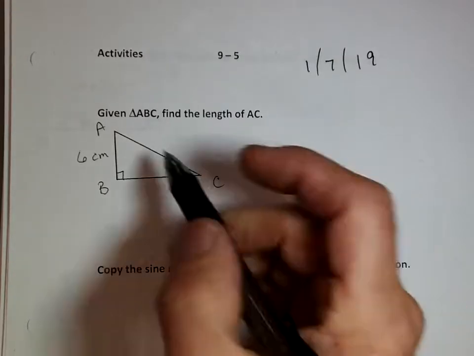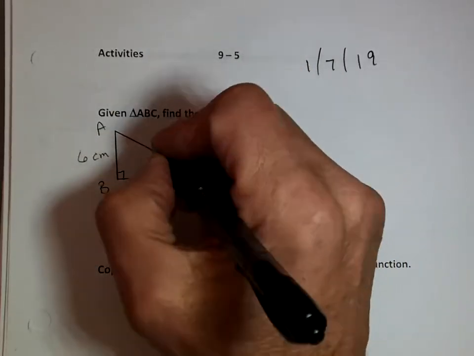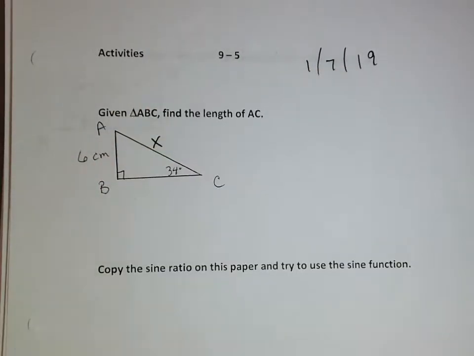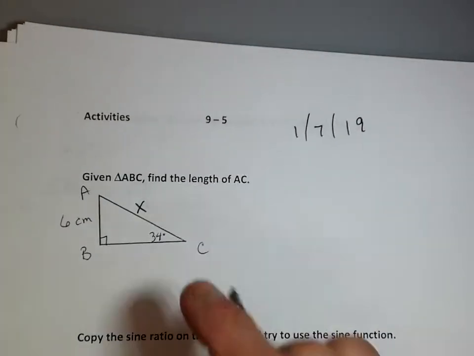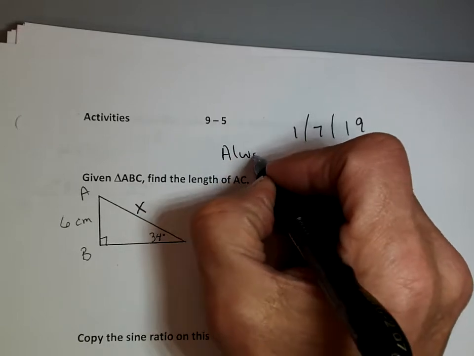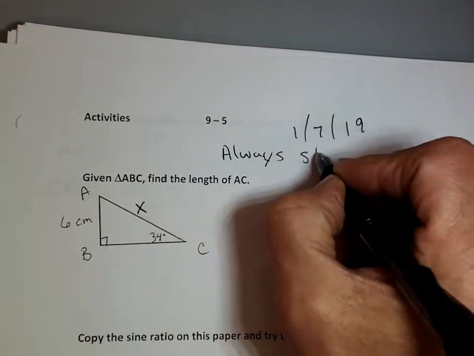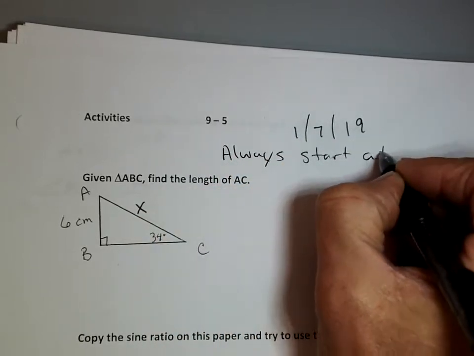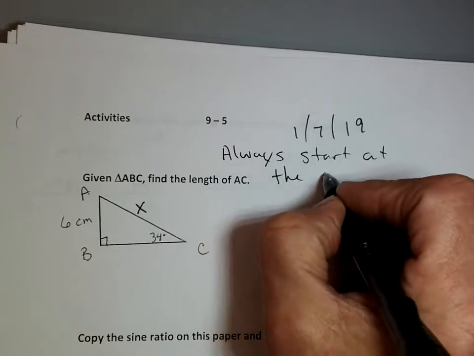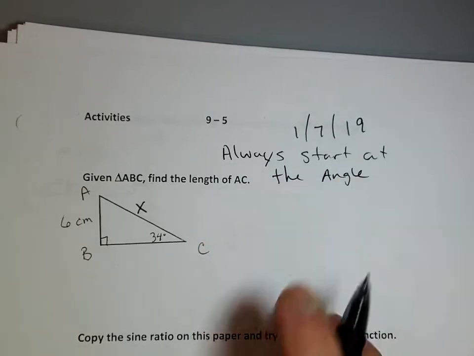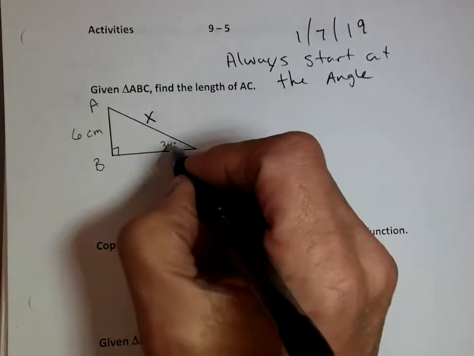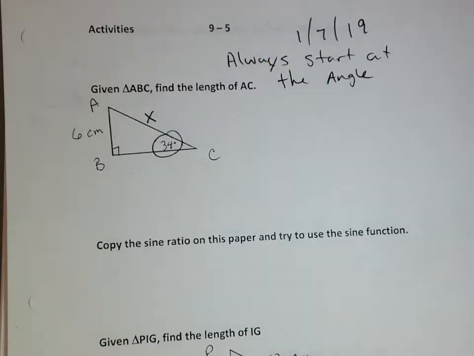So, if I want to find the length of AC, let me just call that x, all right? Again, always start with your angle. In fact, let's write that down. Always start at the angle, okay? So you go to the angle, and then the names come from the angle, okay?